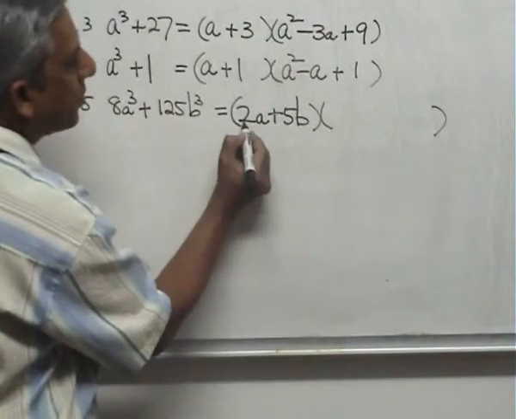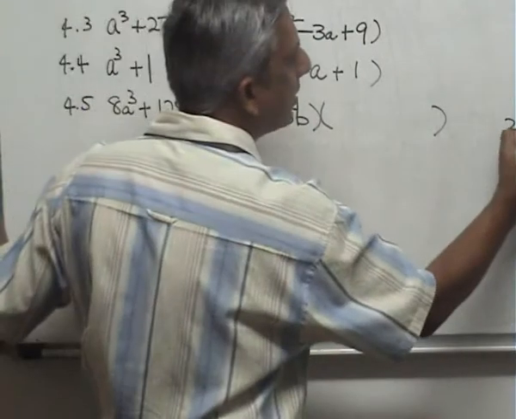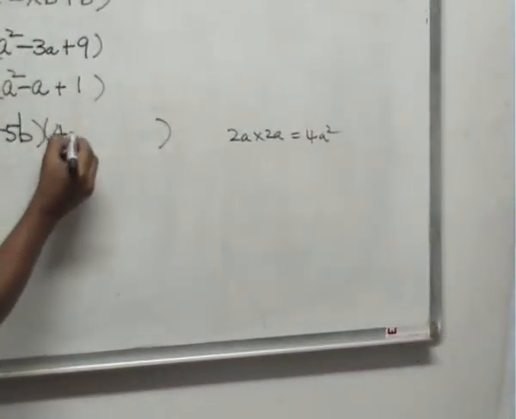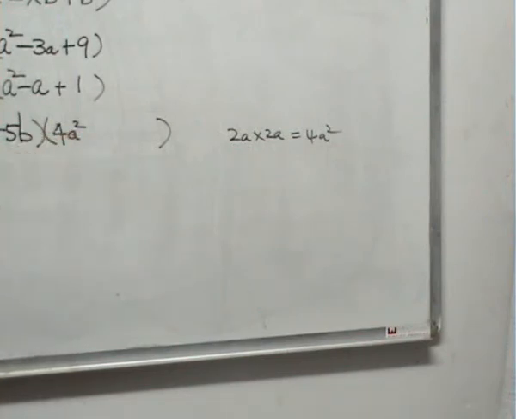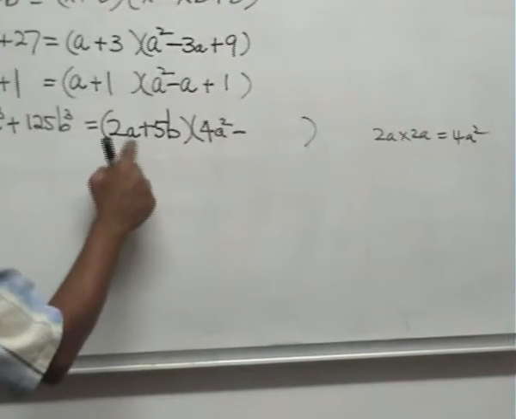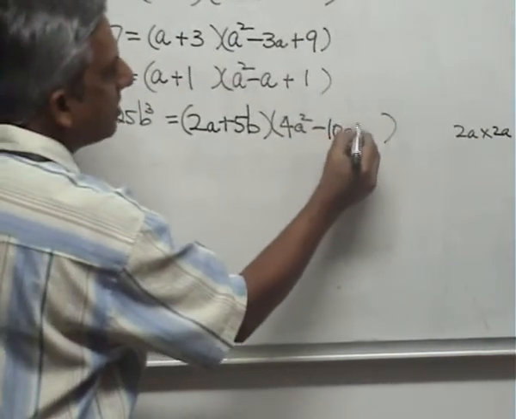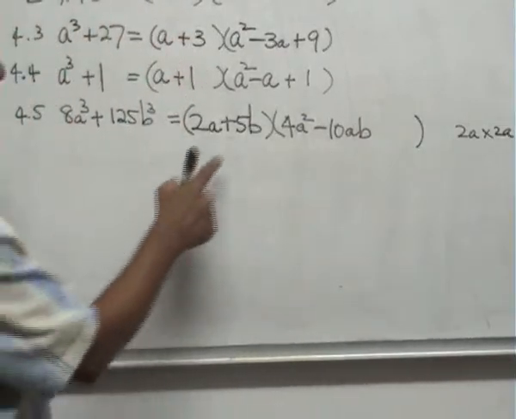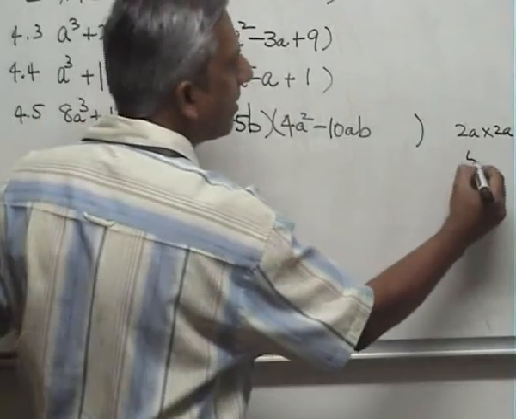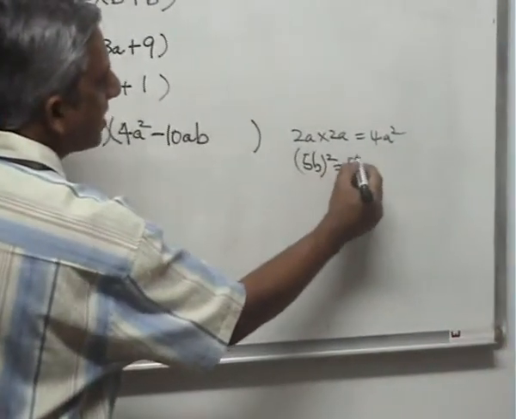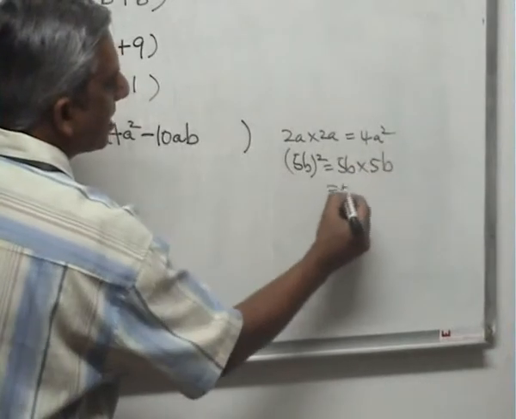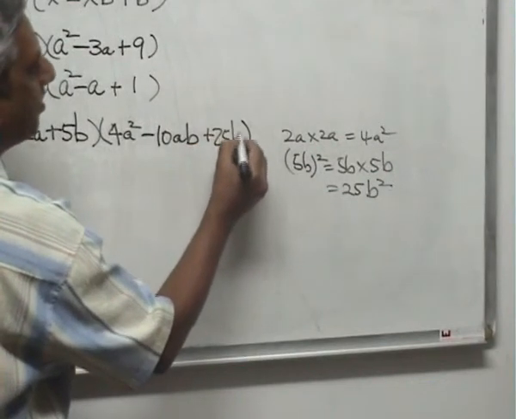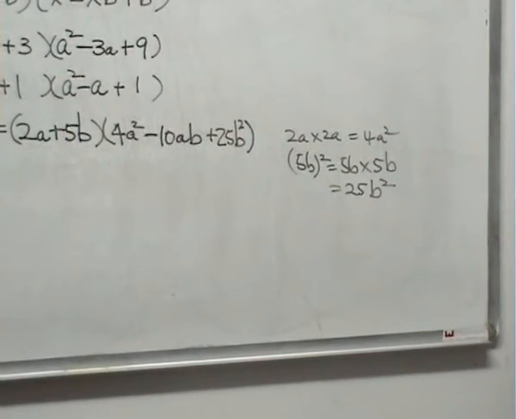In the second bracket, square 2a. Square 2a means 2a times 2a, and that gives you 4a squared. So that's how we get 4a squared. If this is plus, that's minus. 2a times 5b will give you 10ab. And finally, square the last term, that's 5b. You're squaring it, which really means 5b times 5b, which is actually 25b squared. So plus 25b squared.